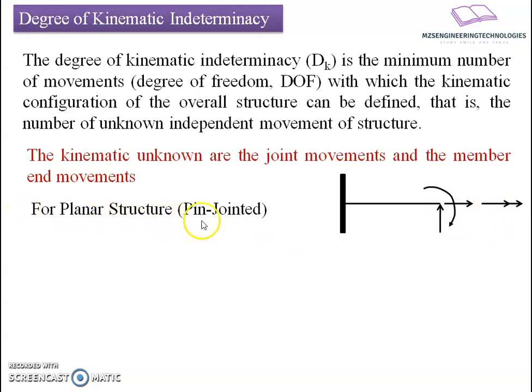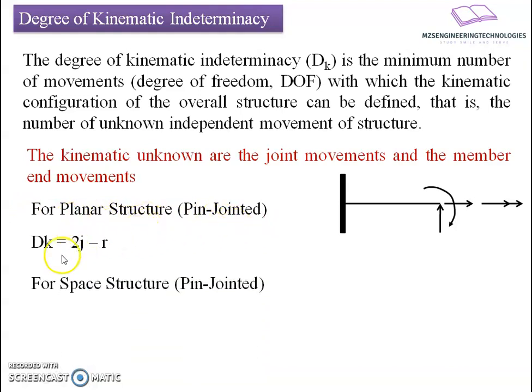For a planar pin-jointed structure, we can say the degree of kinematic indeterminacy equals 2j minus r. In 2j, the degrees of freedom for a joint will count as 2. In the case of a planar structure, it can move in the x direction and in the y direction. And in the case of a truss, we assume that the deformations are along the member ends only, and the member is not subjected to any flexure. There is no question about flexure and twist. Only 2 degrees of freedom will be available.